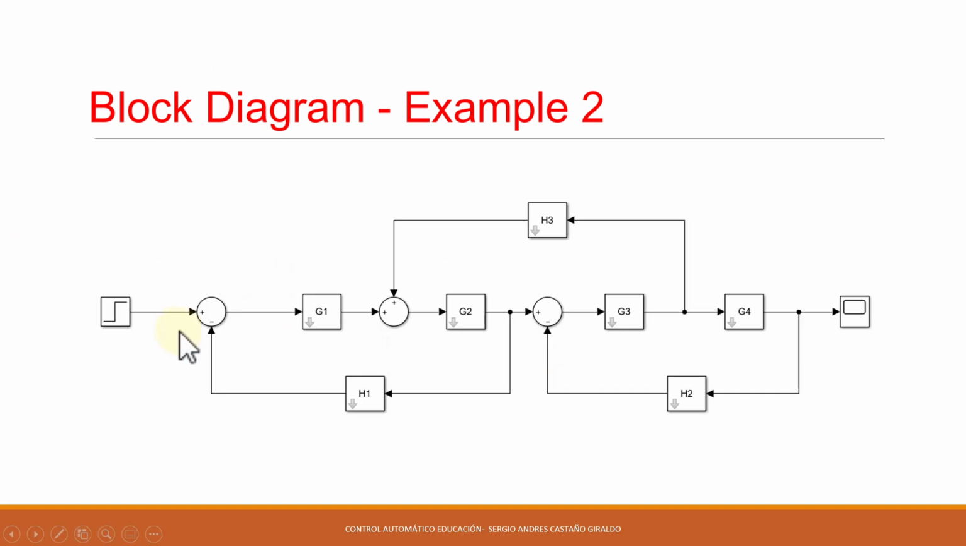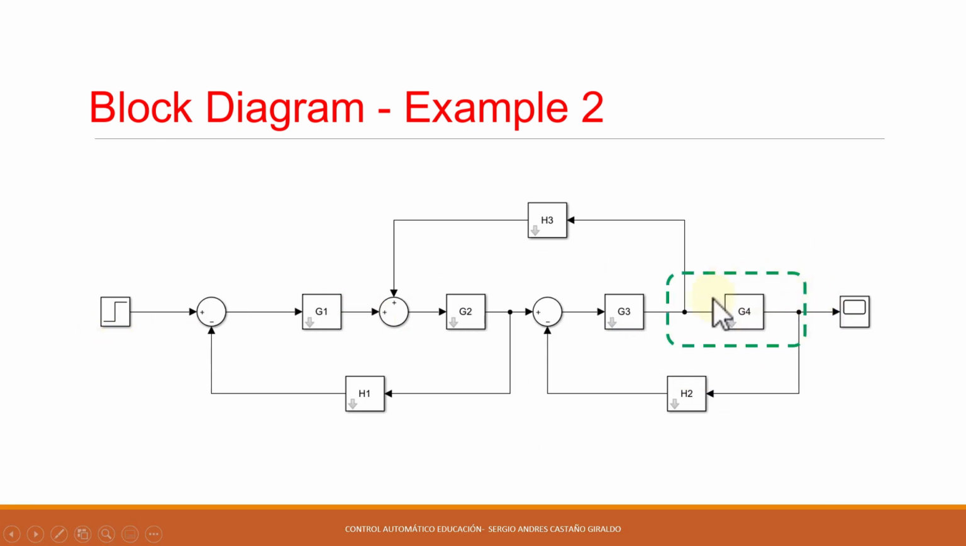Here, in this case, it's clear at first glance that we have 2 main loops, a feedback loop on the left and a feedback loop on the right. For this example, I intend to work from right to left, aiming to simplify this block diagram as much as possible. So let's begin.